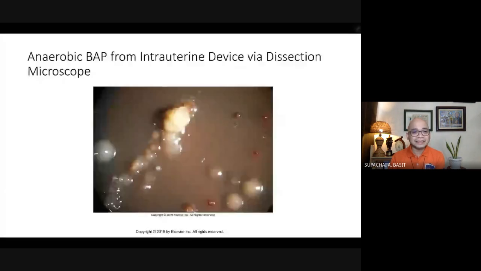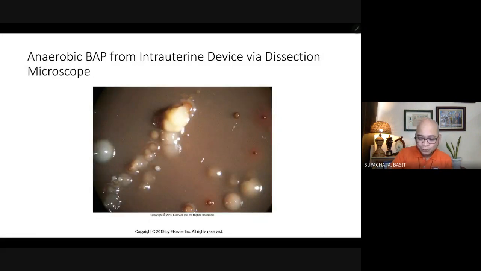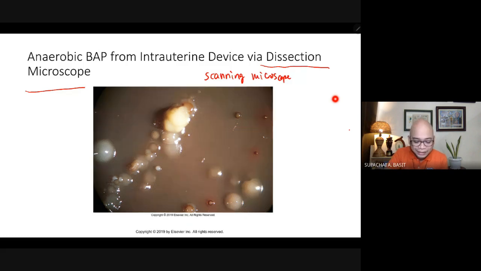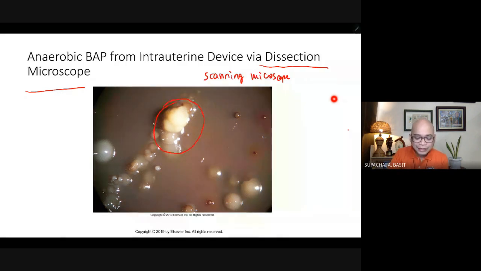This is an example of an anaerobic blood agar plate from an intrauterine device via dissection microscope. When you see dissection microscope, we are actually referring to a scanning microscope. Using a scanning microscope, we can place the entire plate and see the colony under the microscope, so that we'll be able to see the magnified appearance of the colony. This is a very good device.